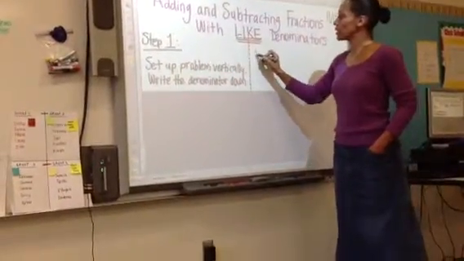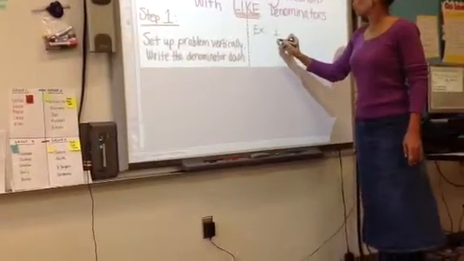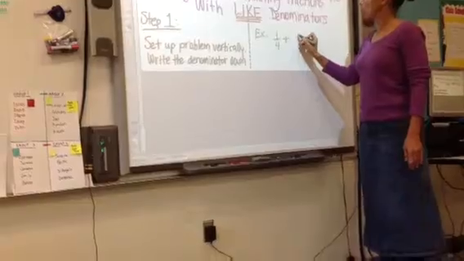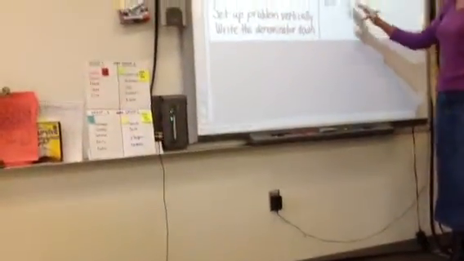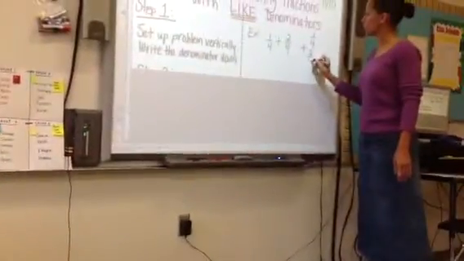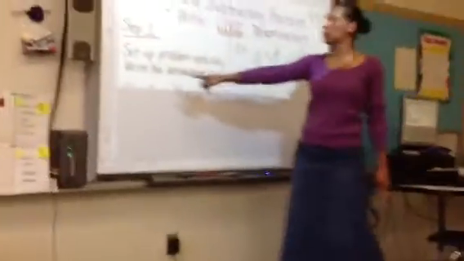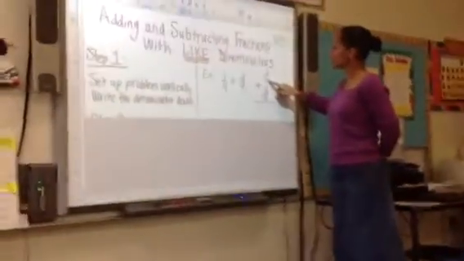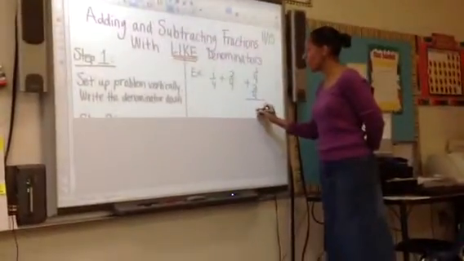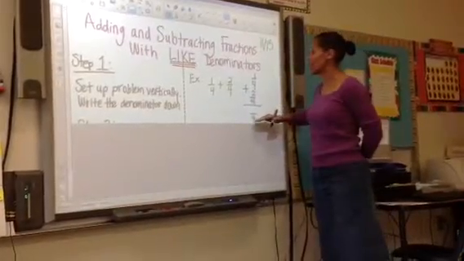Step 1. You're going to set up the problem vertically and write the denominator down. And here's going to be our example. If I'm adding 1/4 plus 2/4, this is the way the problem would be. I'm going to set this problem up vertically. So I'll set up 1/4 plus 2/4. It says write the denominator down. So I'm adding fourths and fourths, and I'm going to get fourths. We do not add the denominators. They stay exactly the same.